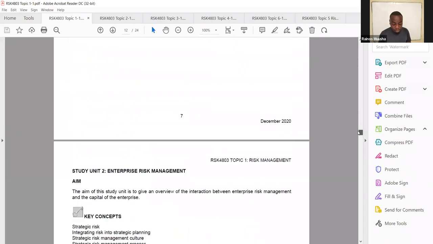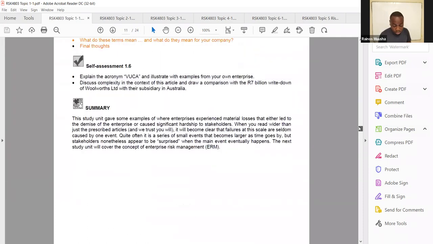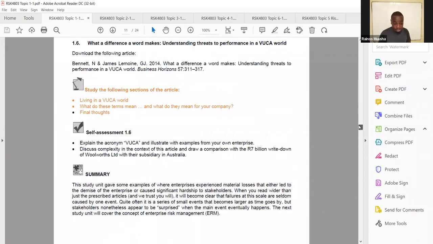But I don't think we'll be able to finish study unit one today, because I don't want to move too fast and disadvantage other students, especially when it comes to study units 1.5 and 1.6. Probably today, we're going to look at 1.5. Then in the next class, we'll look at 1.6. Then we'll look at study unit two as well.